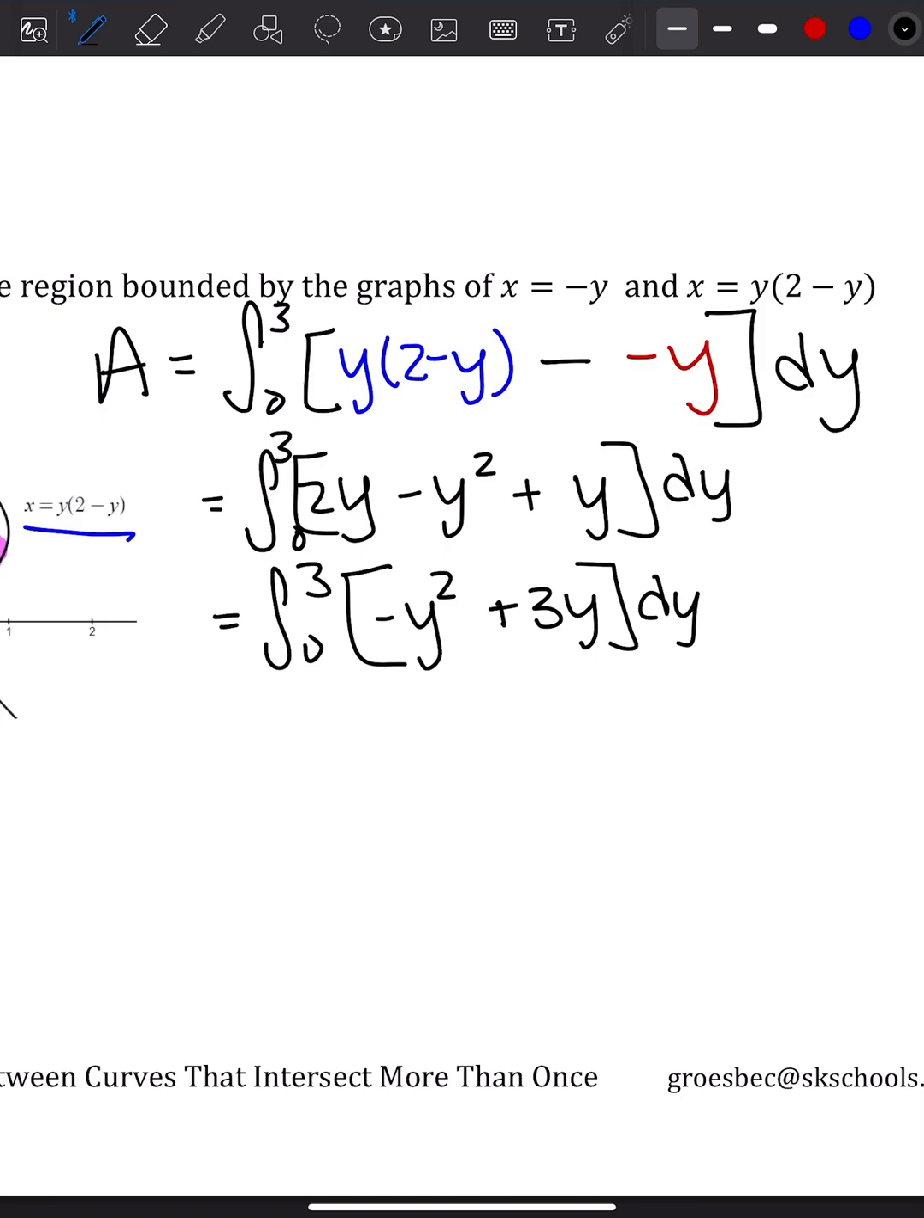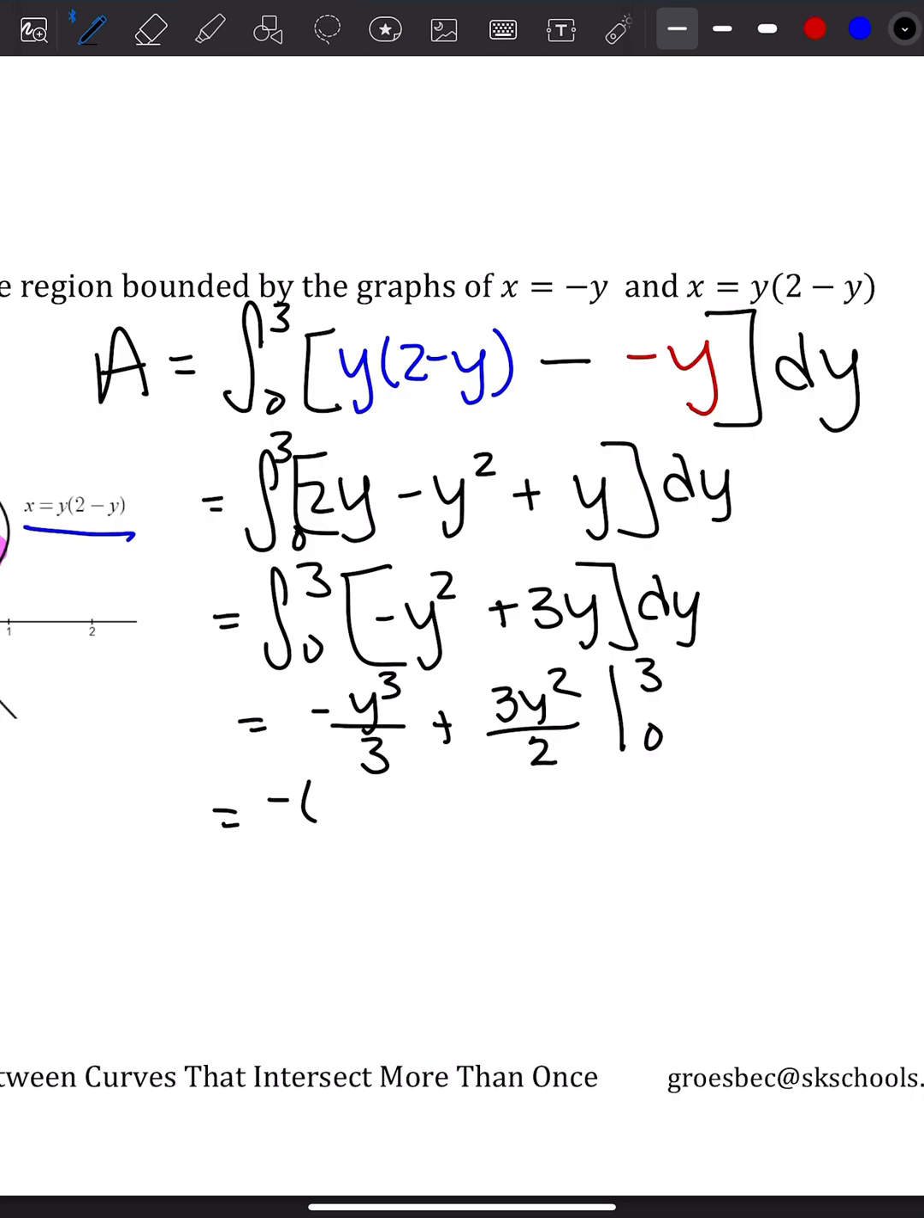Because we don't necessarily have the technology that we would need to do that at home all the time, let's do the math behind it. So we would integrate both sides. So we have negative y cubed over 3 plus 3y squared over 2, evaluated from 0 to 3. Then we're going to use the fundamental theorem of calculus number 1 to evaluate these interval bounds.